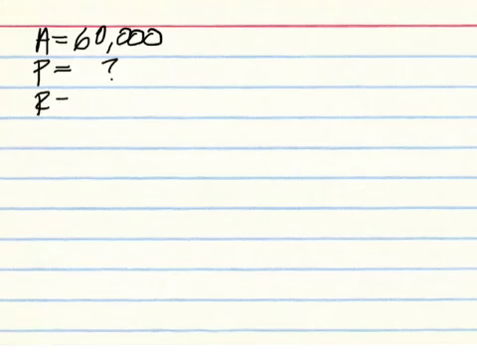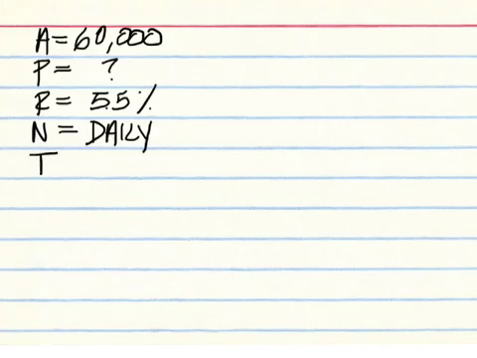In this example, first and foremost, I'm going to try to stay within the lines. And we have an amount that is $60,000 to start with. The principal we have no clue about, and then the rate is going to be 5.5%. It will be compounded daily. And the time period we're talking about is going to be 6 months.